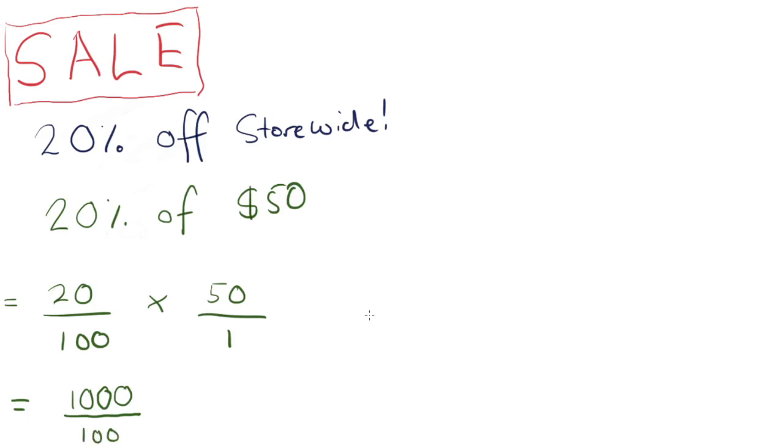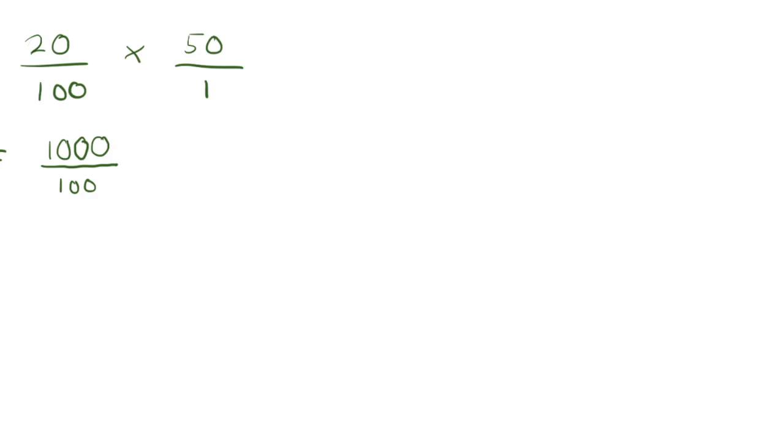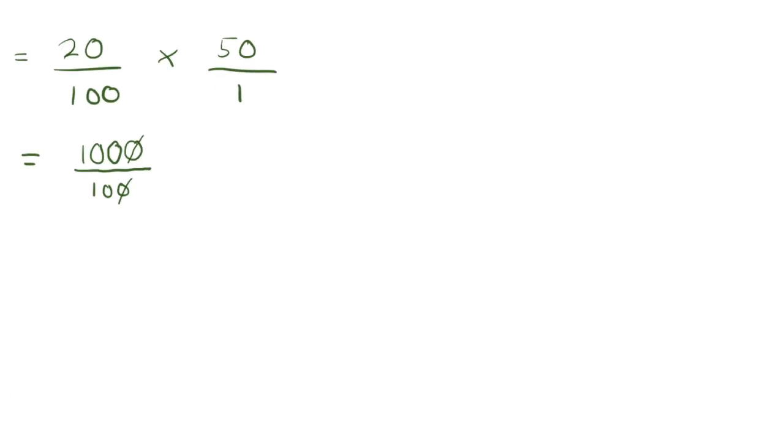So now I'm left with 1,000 over 100, and all I need to do now is to simplify that. So I can cross out the zeros. Whatever I do to the top, I must do to the bottom. I've got a 0 there and a 0 there. So 10 over 1 is just equal to 10.